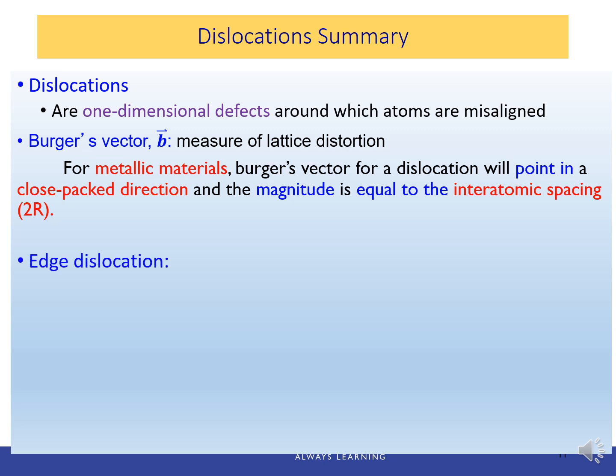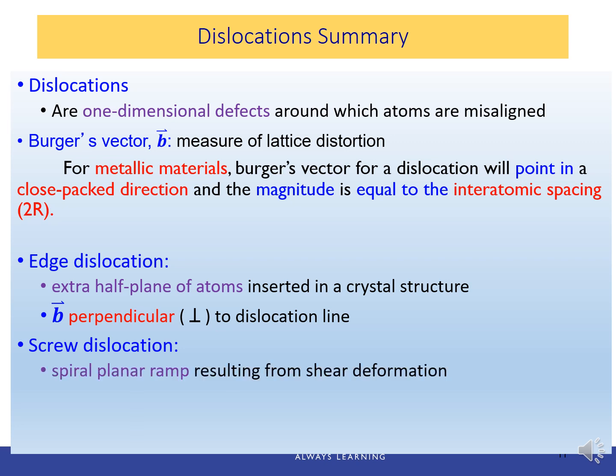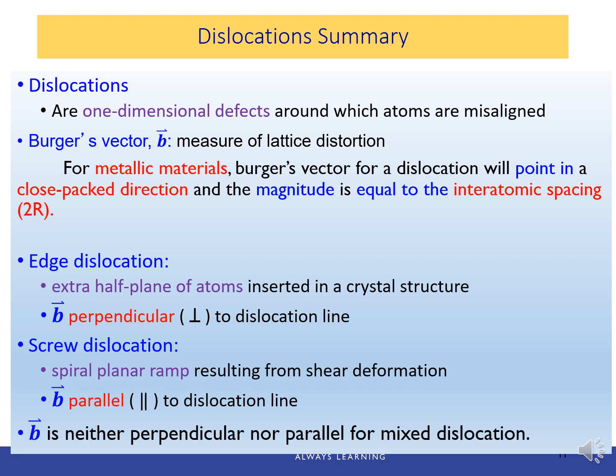For edge dislocation, it's actually a half plane of atoms inserted in a crystal structure. The Burgers vector is perpendicular to the dislocation line. Screw dislocation is a spiral planar ramp resulting from shear deformation, and the Burgers vector is parallel to the dislocation line. For mixed dislocation, the Burgers vector is neither perpendicular nor parallel.